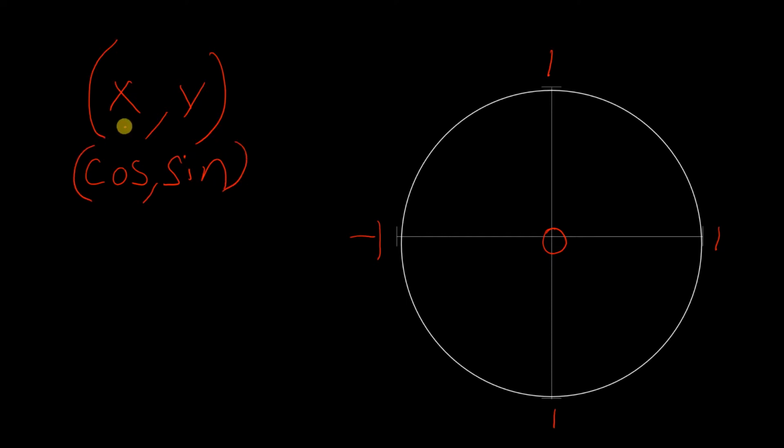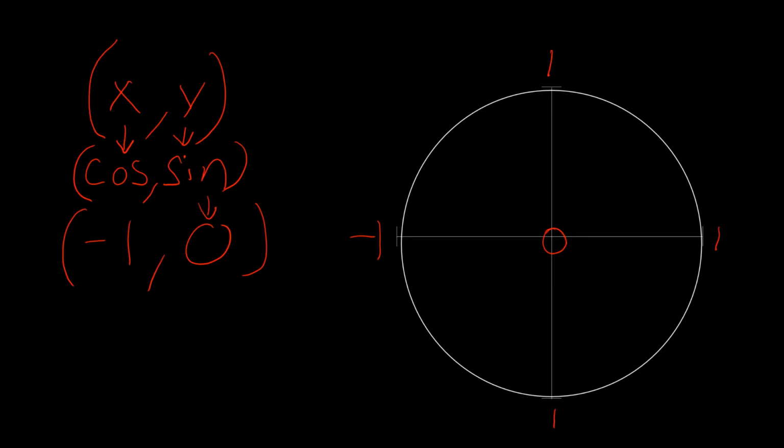Now here, the x and y coordinates correspond to cosine and sine. And how I like to remember this is x, y, cosine, sine. Now, we can easily see that x is cosine and y is sine.